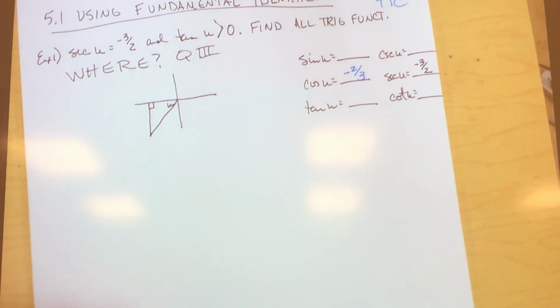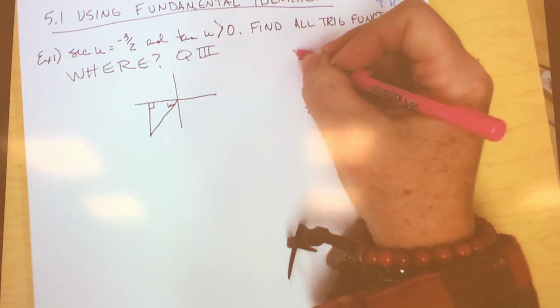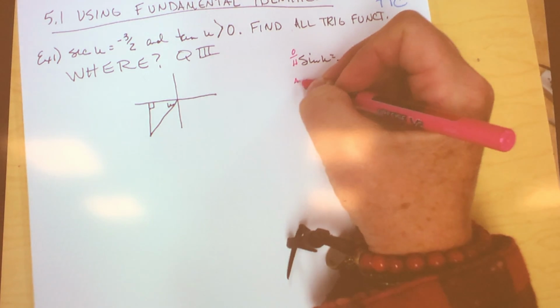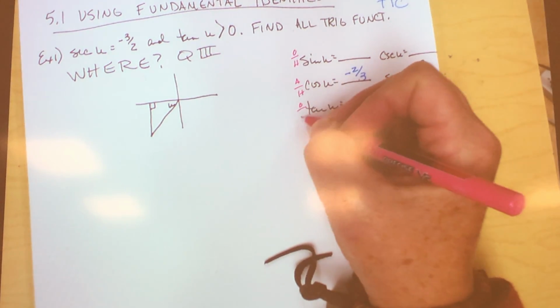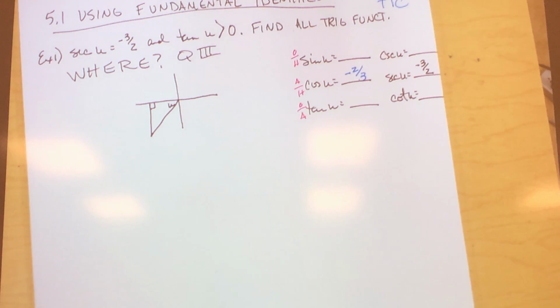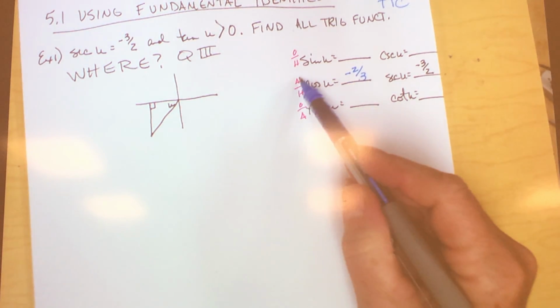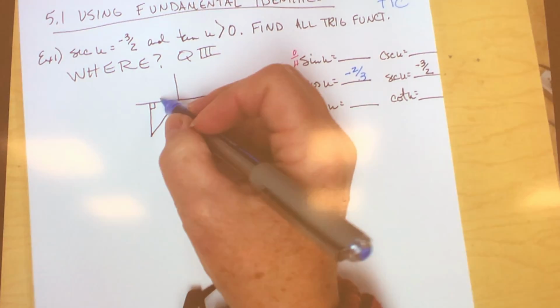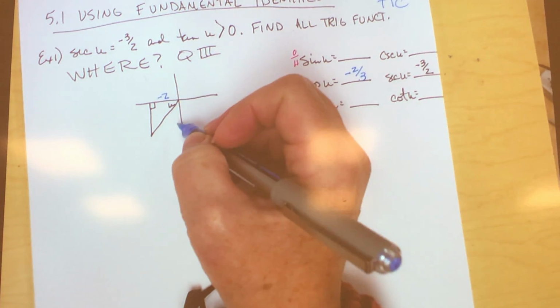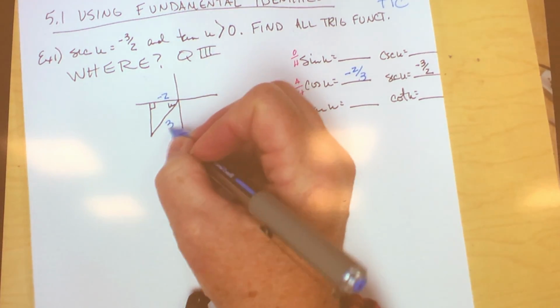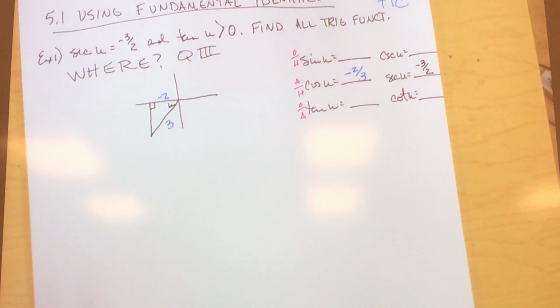We're going to find them all. So cosine is adjacent over hypotenuse. So this adjacent is -2, and my hypotenuse is 3. Remember that hypotenuse is the same as a radius. This is like the XYR worksheet. And the radius is never negative. Only the sides, x's and y's, opposite and adjacent, can be negative.